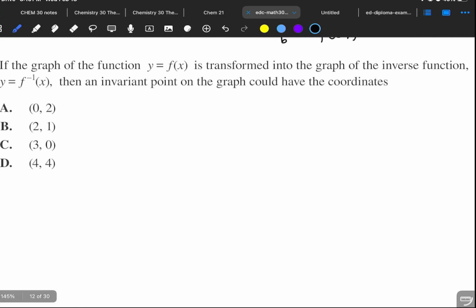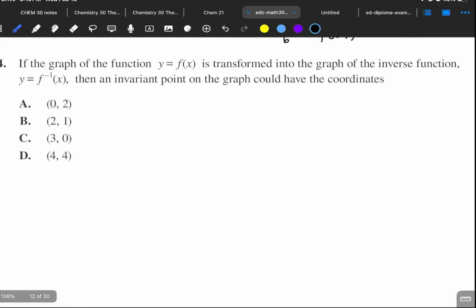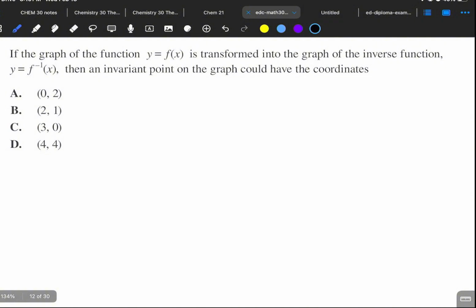The function f of x is transformed into the inverse function y equals f inverse of x. So if we're transforming the graph onto the inverse function, it's asking for a possible invariant point. So when we're transforming a graph to its inverse, all we're doing, our mapping, is always going to look like this. We're going to swap points. So (x, y) is going to become (y, x).